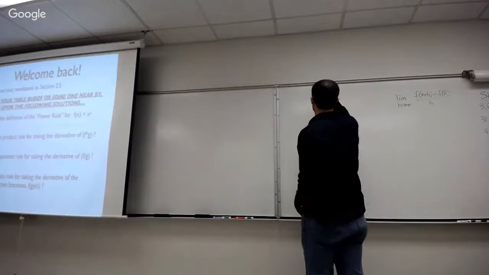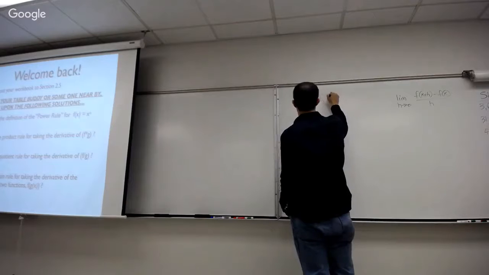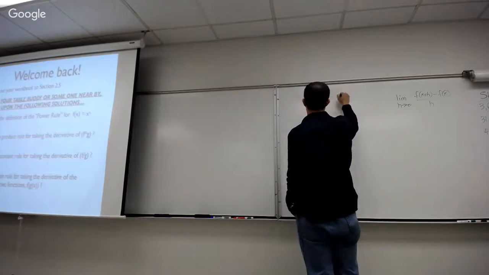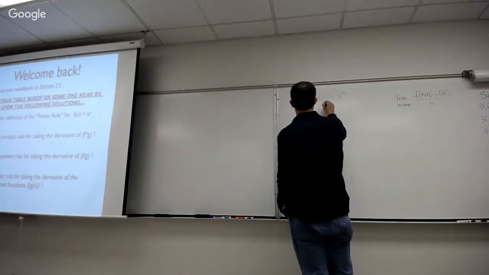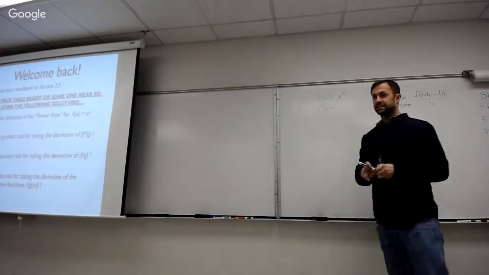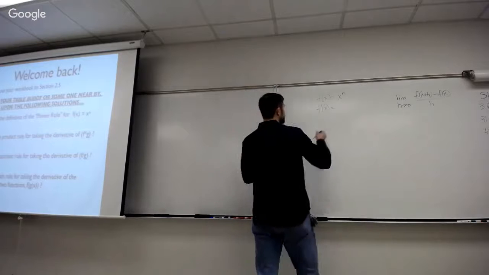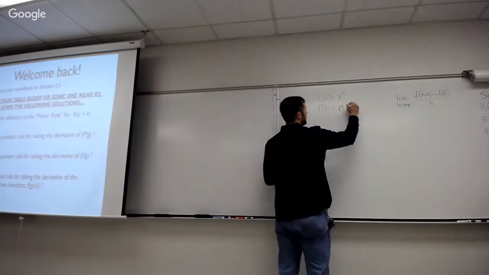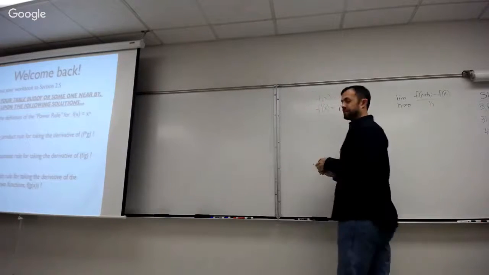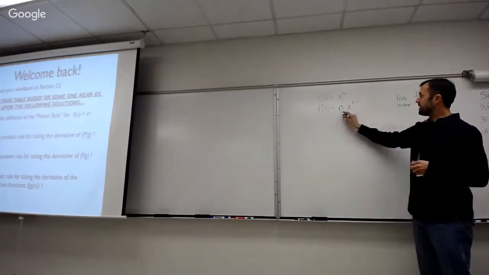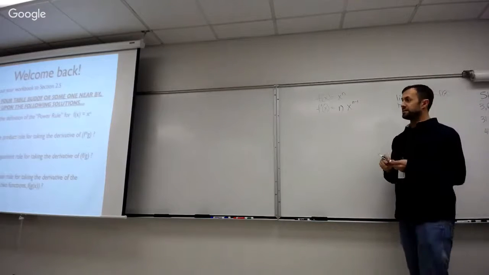But then the whole rest of the test, you'll be using the shortcuts. So what is the shortcut for the power rule? If you take the derivative of the function x to the n, then what is the derivative of that? n times x to the n minus 1. Yeah, perfect. So you take the exponent and multiply it out front, and then you subtract 1 from the power. Okay, that's the power rule.